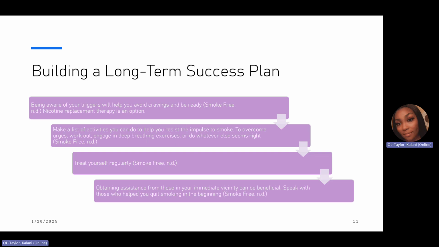So, building a long-term success plan. The most important thing is to know your triggers. If you know you're going to stop, then you want to know what to avoid so that you can continue to stay on the path of not smoking. You want to make a list of activities that you can do to help resist the impulse to smoke. That may be working out, engaging in deep breathing exercises, whatever seems right. You also want to treat yourself regularly. Reward yourself for sticking to the plan. It doesn't have to be anything big. Just give yourself a pat on the back.